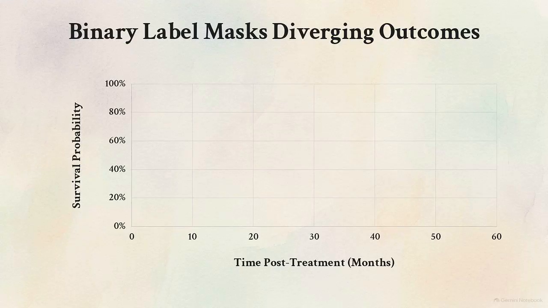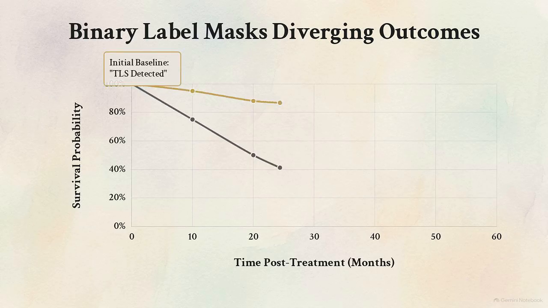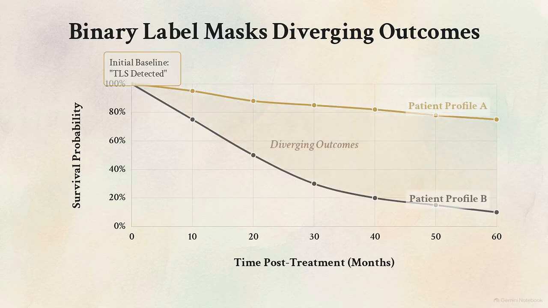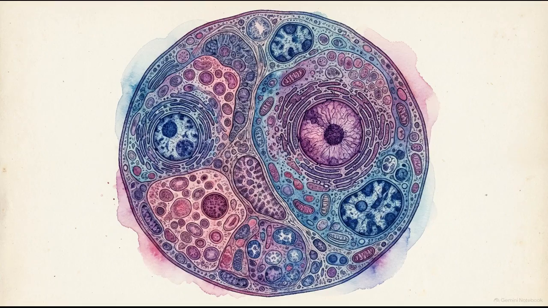This chart shows the limitations of that binary label. These two patient profiles are both classified as TLS detected, yet their outcomes follow drastically diverging survival curves. Relying on a simple detection metric fails to consistently predict therapy response across different cancer cohorts. Treating these structures as monolithic entities ignores the underlying biological complexity that dictates clinical outcomes.